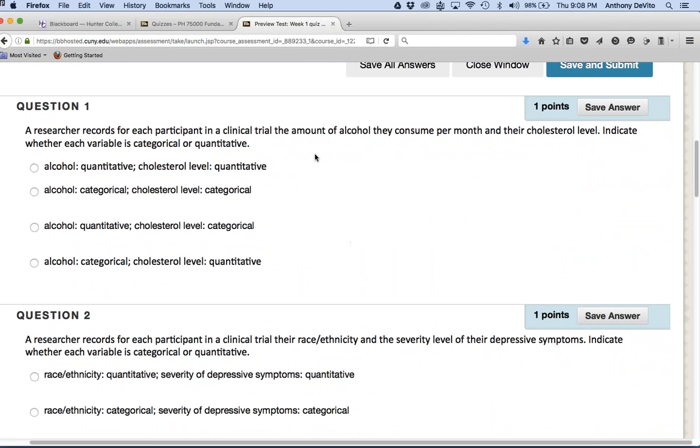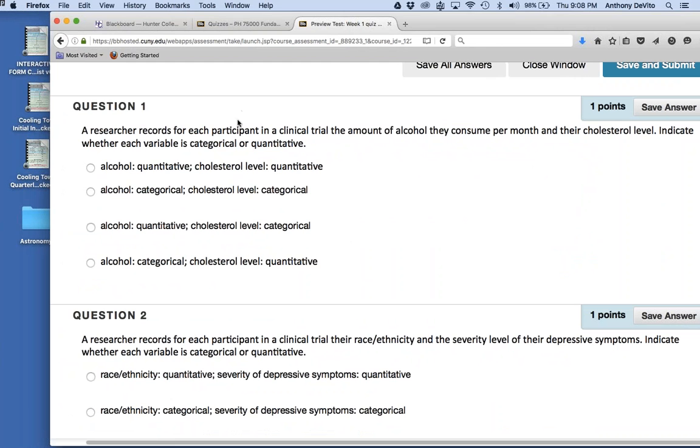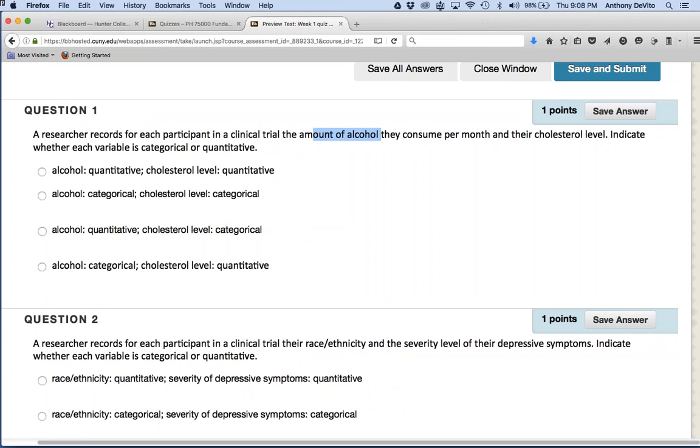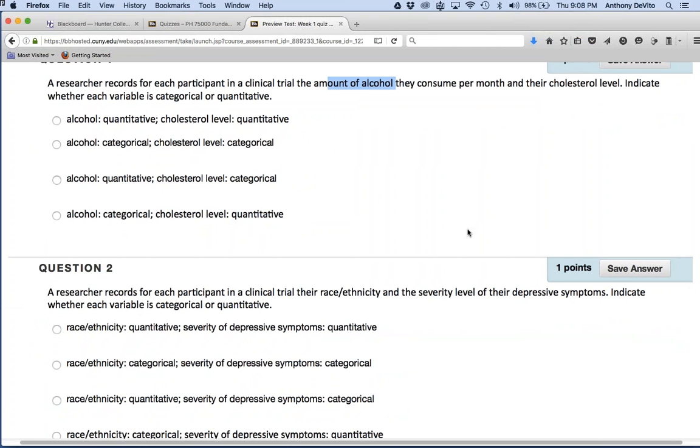Researcher records for each participant in the clinical trial the amount of alcohol they consumed per month and their cholesterol levels. Indicate whether each variable is categorical or quantitative. Okay, so we got the amount of alcohol they consume per month and their cholesterol levels. So what do you guys think that might be? Okay, I got a couple of opinions there.